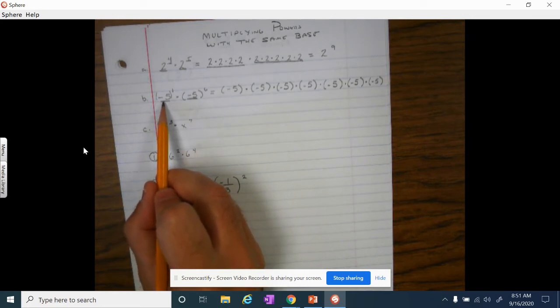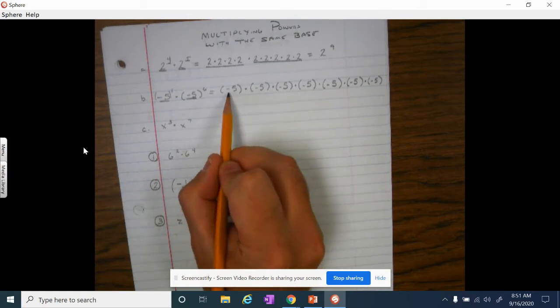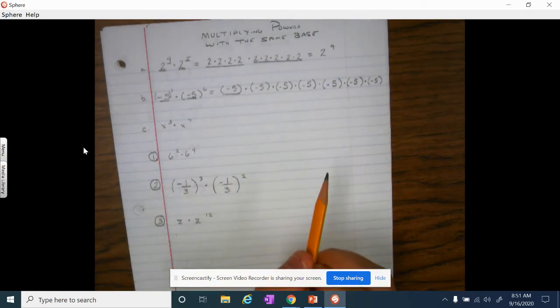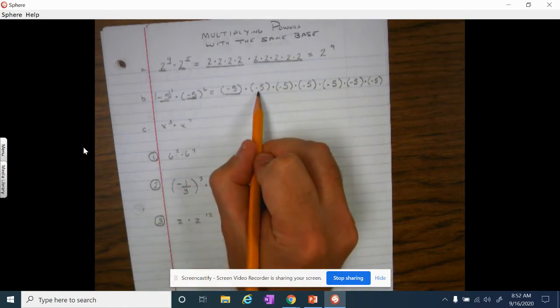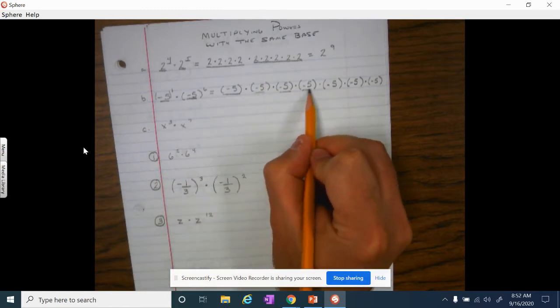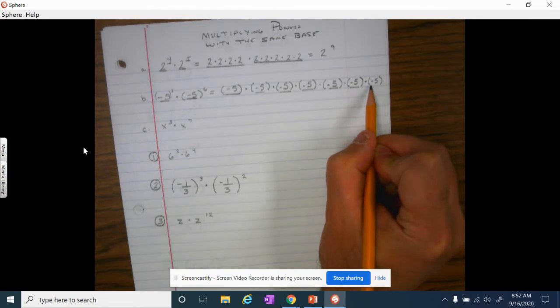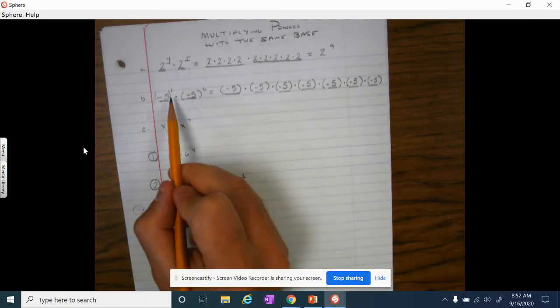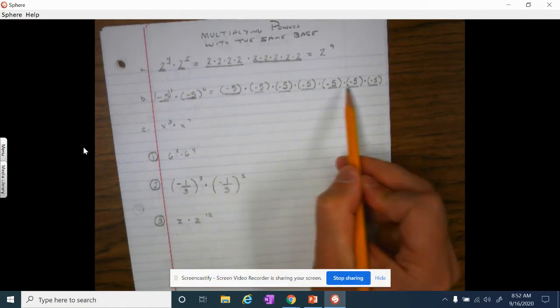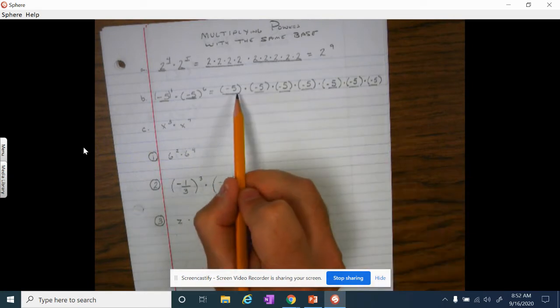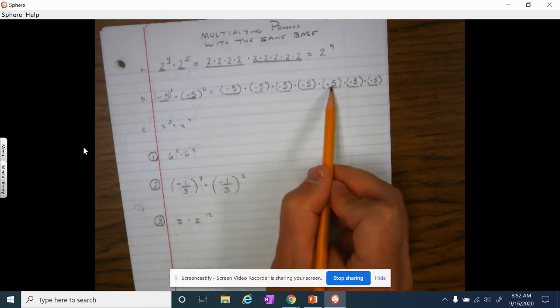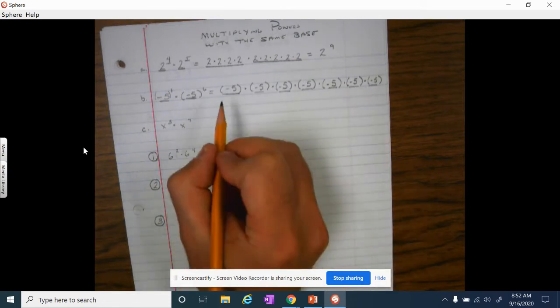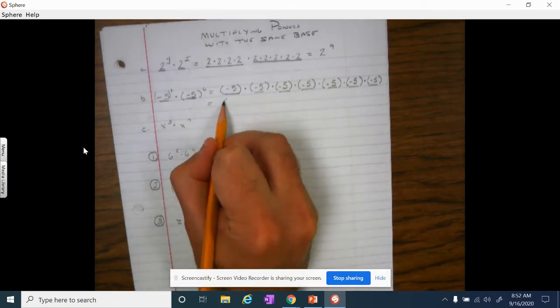My first part, I had 1 negative 5. So there it is right there. My second part, I'm going to multiply 6 more negative 5s. 1, 2, 3, 4, 5, 6. So I have 1 negative 5 times 6 more negative 5s. So I can clearly see that I have a total of 1, 2, 3, 4, 5, 6, 7. I have 7 negative 5s.